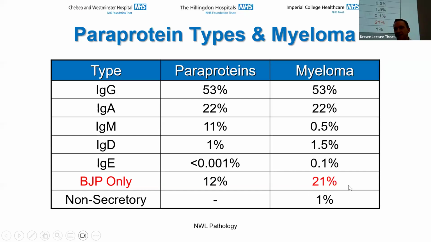The key thing to remember here is that you won't always get a paraprotein detected on your electrophoresis. You will often see around a fifth of cases being BJP only, where you've got secretion of free light chains. And again, there are the more difficult ones to pick up, which are the non-secretory myelomas.